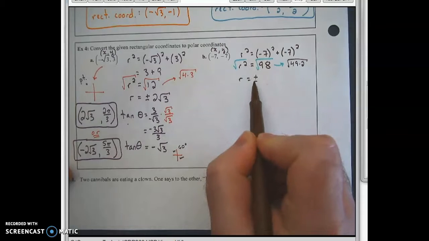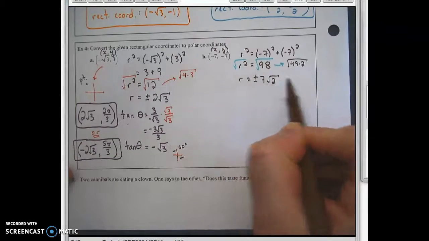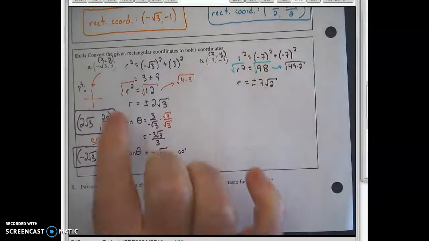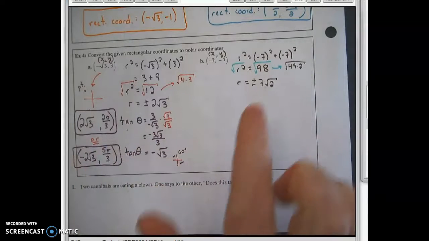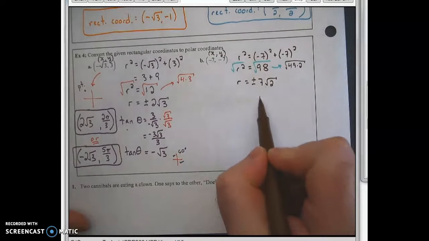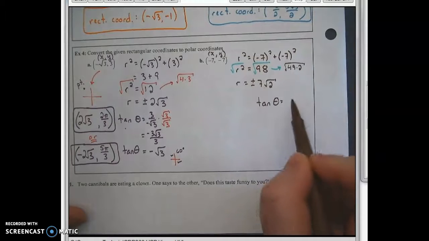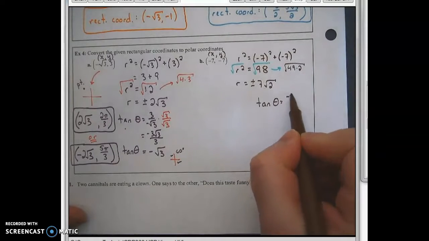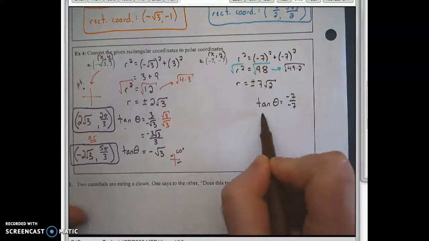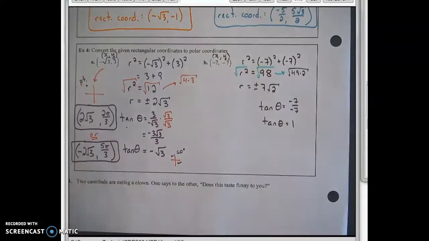We don't know any plus or minus. The 49 escapes and becomes the 7, and I've got the square root of 2. All right, so I'm going to use one of those. I don't have to do both like I did over here, but I can't do that until I figure out the angles. So now I'm going to move on to tangent using the formula from up above. Tangent of theta is equal to y over x. Negative 7 divided by negative 7. Tangent of theta is equal to positive 1.